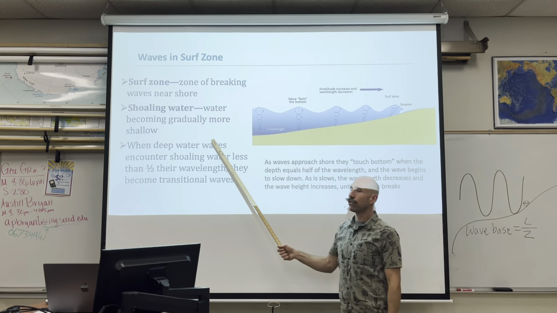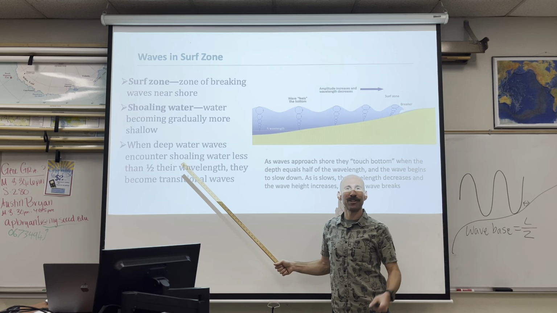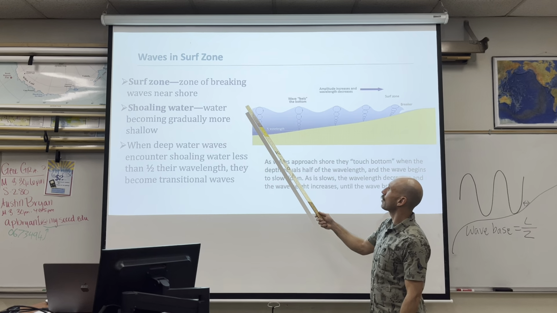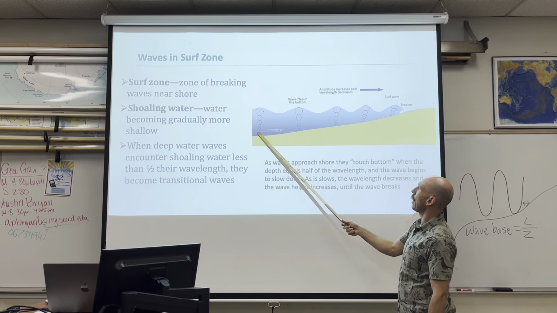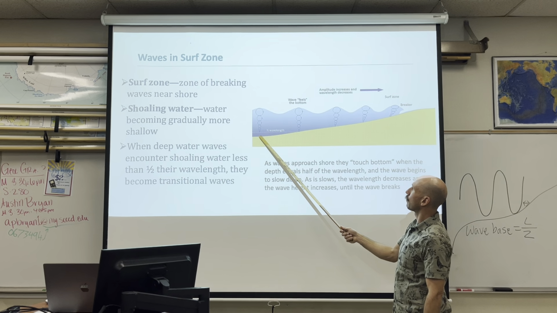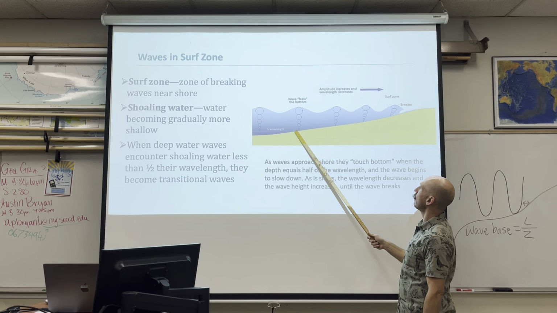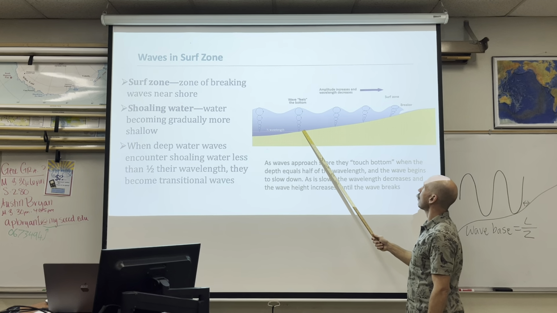Okay, let's go to the surf zone. It's where surfers surf. Awesome, right? So the surf zone is where waves break near the shore. Here we can see deep water waves, deeper than L/2. Transitional waves, the wave starts to feel the bottom. As the wave gets closer, the amplitude increases and the wavelength decreases. So wave heights get bigger, wavelengths get shorter.